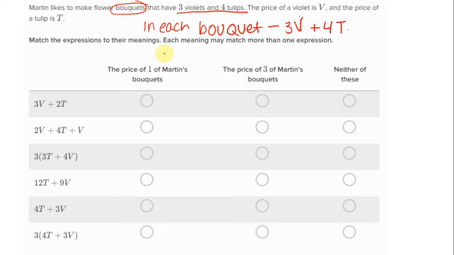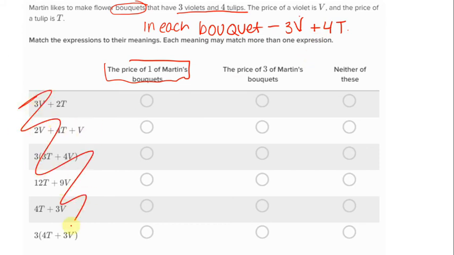Match each expression with their meanings. So first, price of one bouquet. I'm not even going to look at this part yet. I'm just going to try to translate these. Well, one bouquet has 3 violets and 4 tulips. So I know that the price of one bouquet would be something like 3v plus 4t. The price of 3 violets plus the price of 4 tulips. Each bouquet has 3 violets and 4 tulips, so this would represent one bouquet.